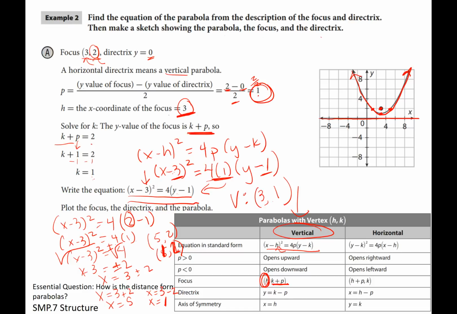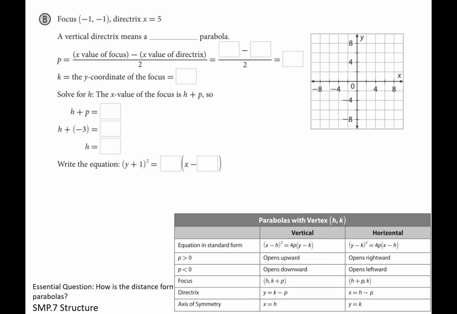All right, we're going to try another one. All right, so let's go ahead and plot as we go, so we can kind of decide if we're horizontal or vertical. So I've got focus is at (-1, -1), and of course they scaled in 2s again. So my focus is right there. My directrix is at x equals 5, which would be about right here. Oops, I'm not doing it straight.